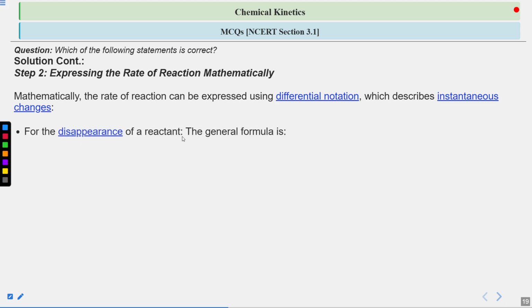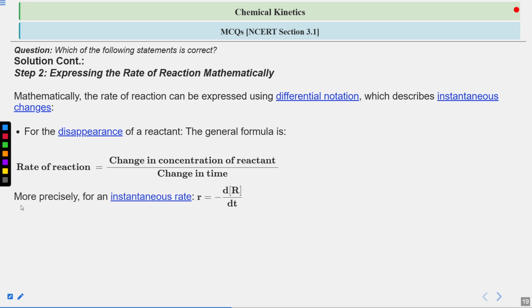For the disappearance of the reactant, the general formula is: rate of reaction is the change in the concentration of reactant divided by the change in the time. So in how much time the concentration of the reactant is changing is also a definition of the rate of reaction. More precisely, for an instantaneous rate, the rate is defined as minus of the change in the concentration of the reactant divided by the change in time, dt.